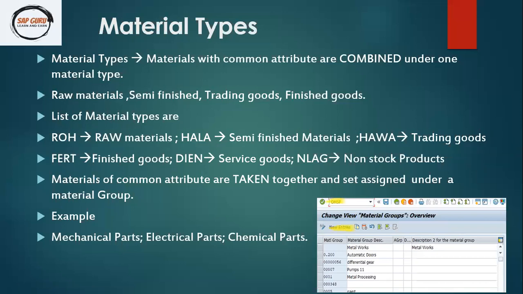Okay, what is metal group? We'll take the attribute of different materials and make a group of such materials, and we'll create one metal group for those materials. Then we can extract the data easily with respect to metal group. For example, mechanical parts, electrical parts, and chemical. There are different metals, so you can see the details over here on how to create a metal group.